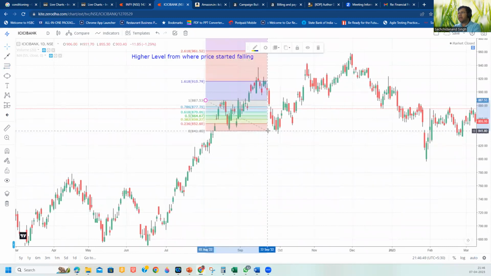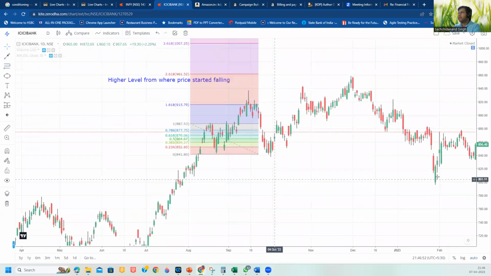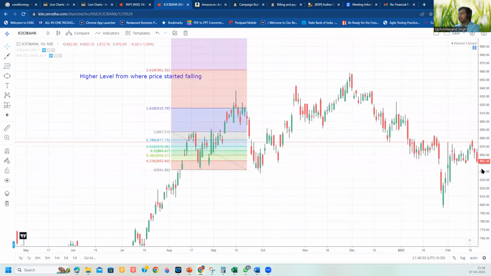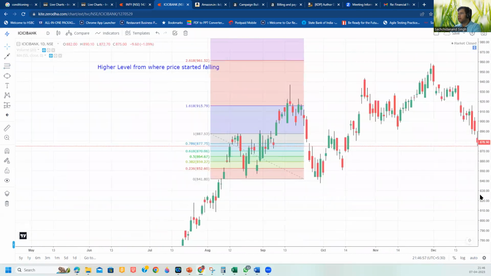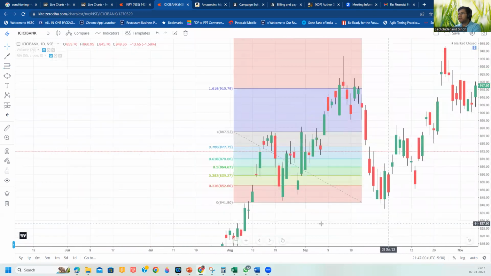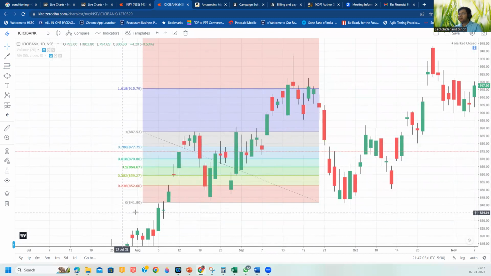If I maximize it just to have a better view of the parameters which are displayed, and zoom in for you, this is the zero level, the starting point of this fib retracement. It is showing some decimal numbers: 0.23, 0.38, 0.5, 0.61, 0.78. These are the numbers in fractions. But if you convert the same into percentages, it will be 0% here at the starting point.